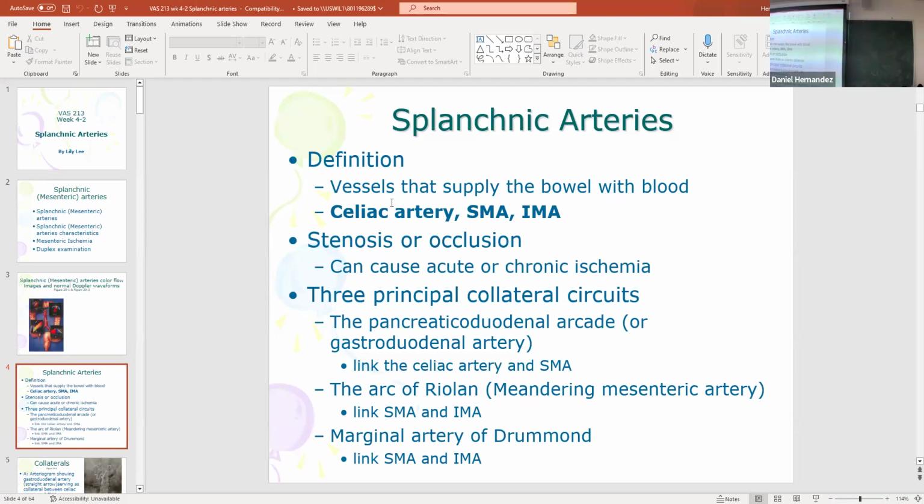We'll just have reversal of flow, and it'll act as a collateral channel and dump blood flow into the vessels of the celiac artery. So all those branches that come off the celiac artery can get blood flow from the SMA via the gastroduodenal artery. So this is referred to as the pancreaticoduodenal arcade.